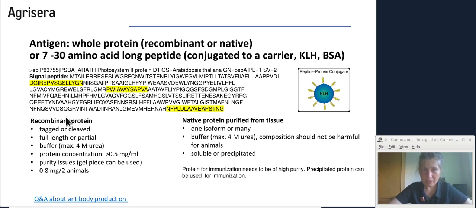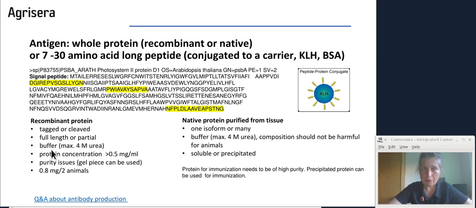It has to be blasted to check the conservation level with other proteins from a given species under investigation. Of course, we can also use recombinant proteins, which can be either tagged or cleaved. If a recombinant protein is cleaved, it can decrease the yield. It can be full length or partial, but still, if we use a full length protein, we need to make sure that the sequence is absolutely unique.